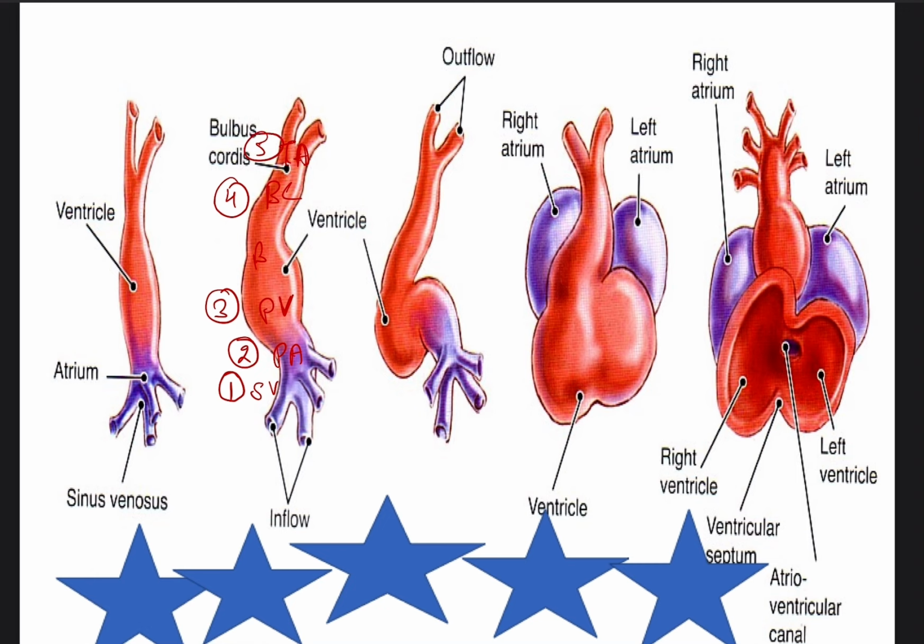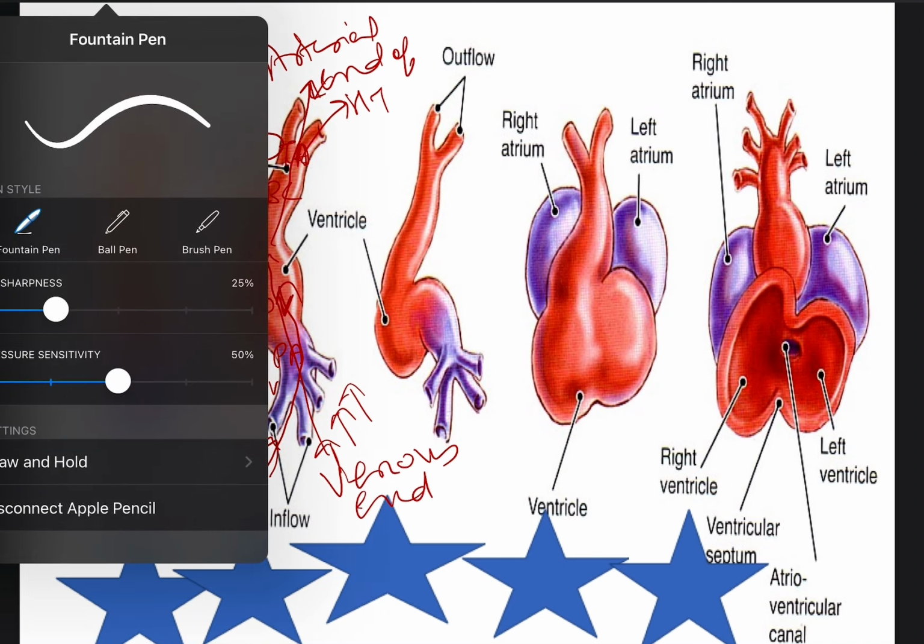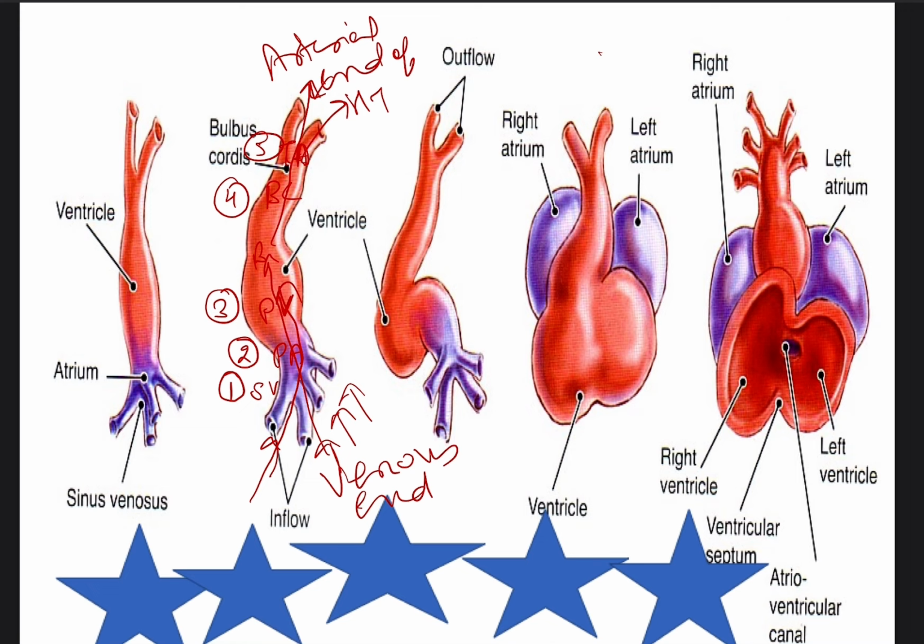The lowermost part is venous end. This is the venous end of the heart tube, and the uppermost part is the arterial end of heart tube. Arterial end of heart tube means blood starts flowing from lower to upper side. Why is blood flowing? I want to make one more concept in your mind. This is the first functional organ. This is heart, the first functional organ.